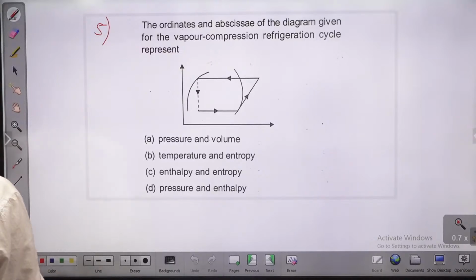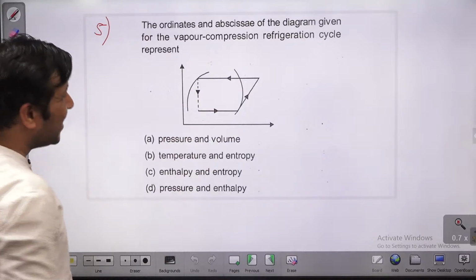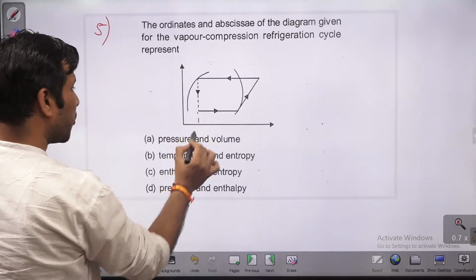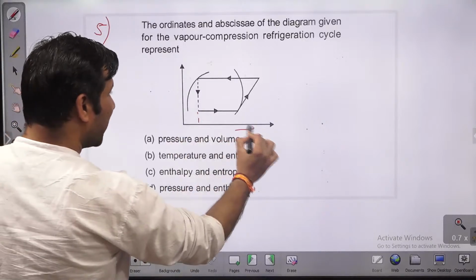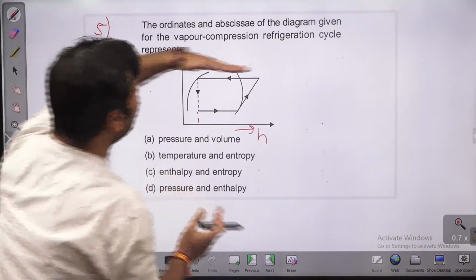As you can observe here, this is an expansion process, expansion in the throttling device, and you have a vertical line. So it means this is an isenthalpic process. So on this line you will have what? Enthalpy. Similarly, here you can observe two horizontal lines.